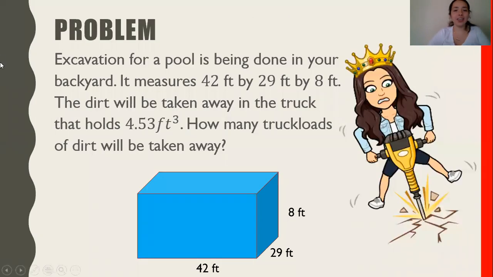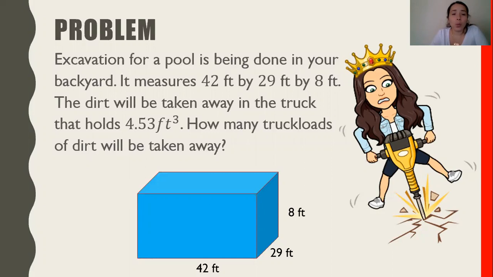Today, the problem: an excavation for a pool is being done in your backyard. So excavation means that you're digging in order to make a pool. So imagine you have a backyard, which I don't because I live in an apartment, but imagine a house, and let's say I had a backyard and I want them to put in a pool. So they need to do an excavation for my pool. An excavation for a pool is being done in your backyard, and it measures 2 feet by 15 feet by 8 feet.